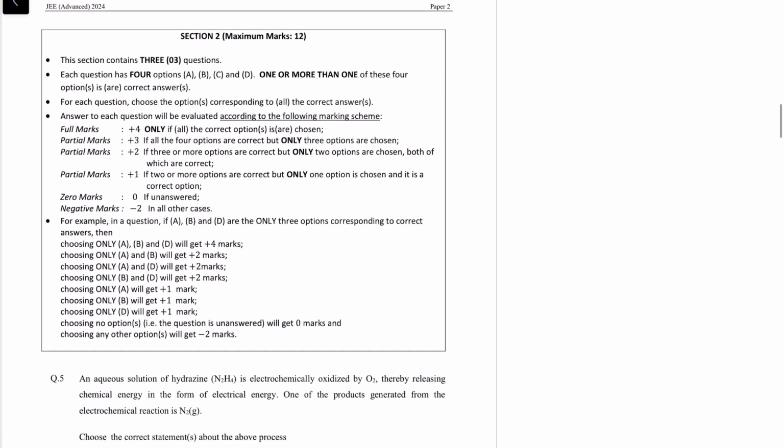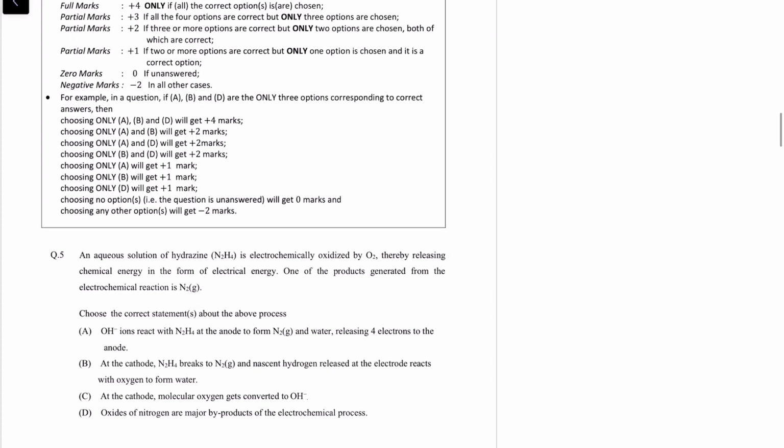Moving to section 2, an aqueous solution of hydrazine is electrochemically oxidized by oxygen, thereby releasing chemical energy in the form of electrical energy. One of the products generated from the electrochemical reaction is N2. Here we can see that N2H4 is converted to nitrogen. If you calculate the oxidation numbers, the oxidation number of nitrogen changes from -2 to 0, that is, nitrogen undergoes oxidation.